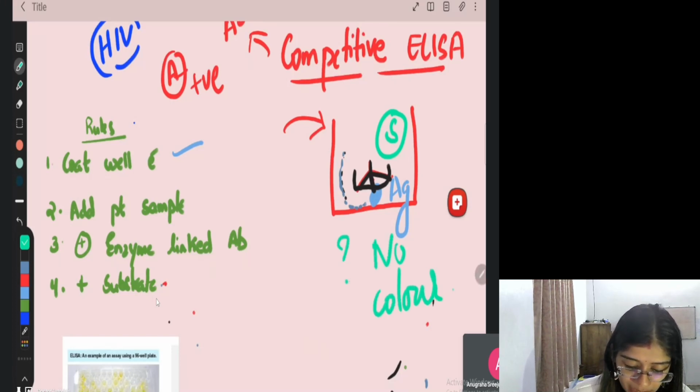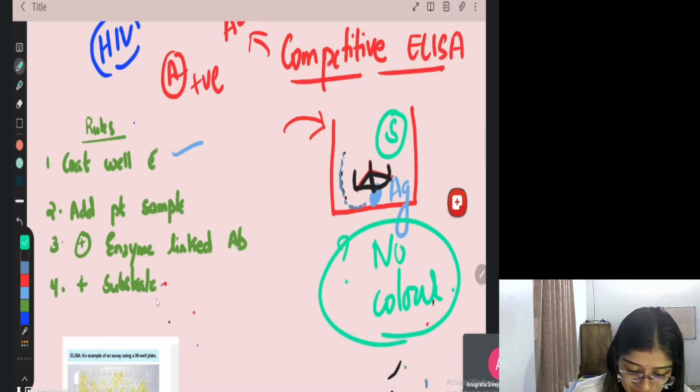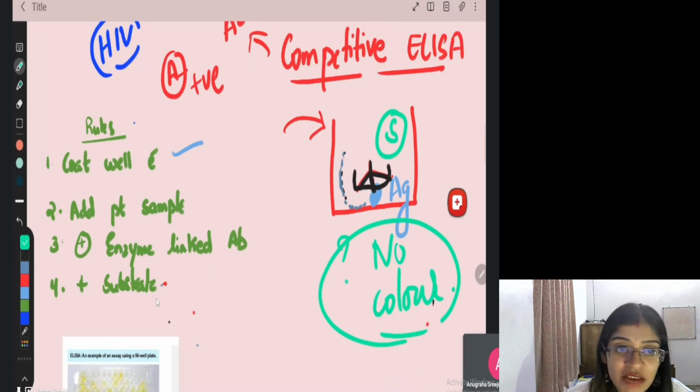Very important point. If the patient is positive, listen carefully, then there is no color change in competitive ELISA. If you didn't understand the concept, it is okay. Just remember this: in competitive ELISA, if there is no color change in your well, it means that the patient is positive for the disease that you have checked.